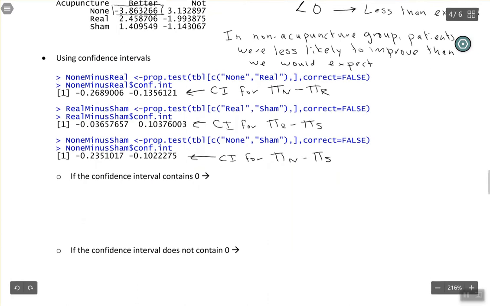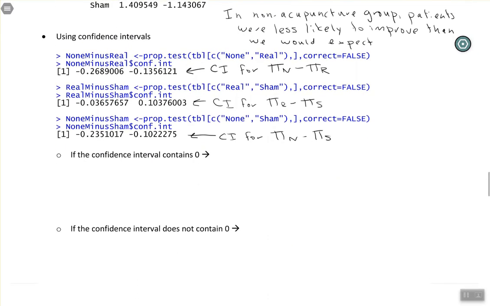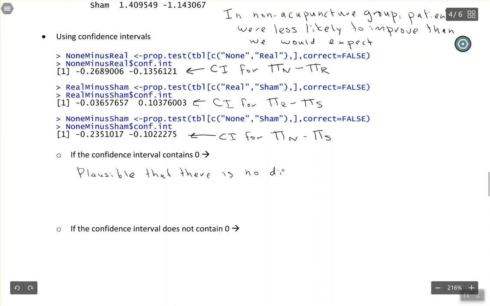Think about how we would interpret those confidence intervals. If the confidence interval includes 0, basically what that's saying is that 0 is a reasonable value for the difference. If we look at real and sham, that one includes 0. So our interpretation would be that it's plausible in this case that there is no difference. 0 is a reasonable value. So it's plausible that there's no difference in the probability of improvement for real and sham acupuncture.